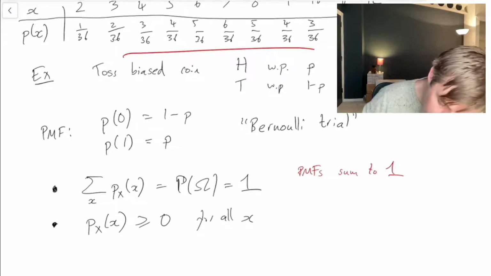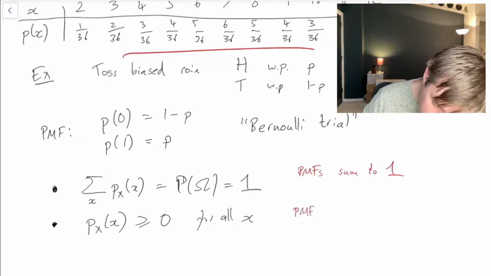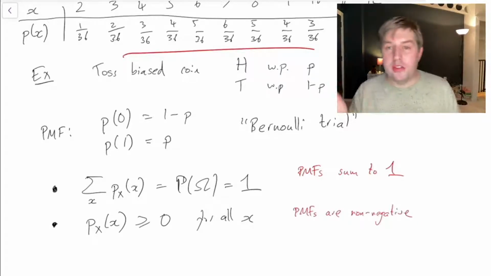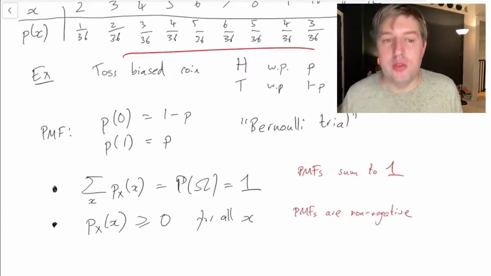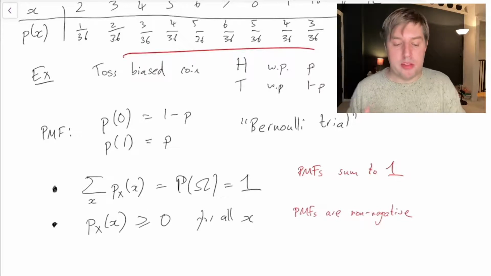For all x, PMFs are non-negative. They can be 0, but can't be negative. Otherwise, they have to be positive. So those are two useful facts to remember about probability mass functions.